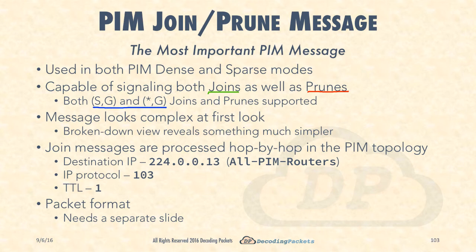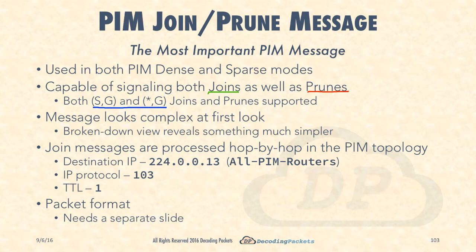The message itself looks pretty complex. The first time you look at it, yes, it's a very long message and it looks pretty complex. But when you break it down, as you normally have to do with these things, there is something much simpler. Ultimately, you're just signaling states, right? So it could be S, G states or star, G states. Signaling those states is something much simpler. So really break down these messages when you're looking at them.